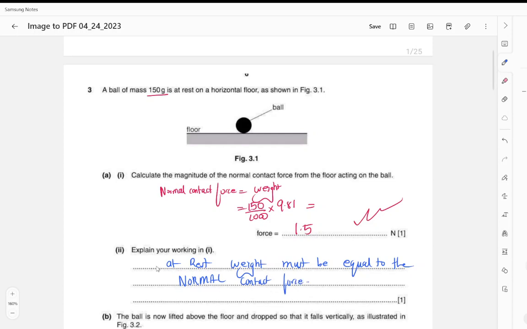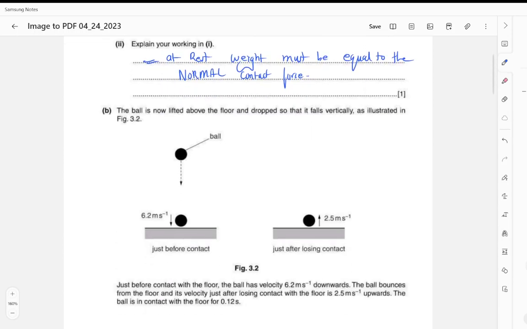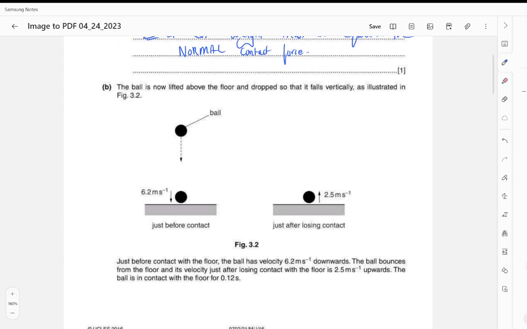But please mind you, we will not mention Newton's third law because this is not a consequence of Newton's third law. Just be careful. अच्छा फिर ये हमारे पास कह रहा है the ball is now lifted above the floor, and dropped. So we apparently have to drop things so that it falls vertically as illustrated in figure 3.2.